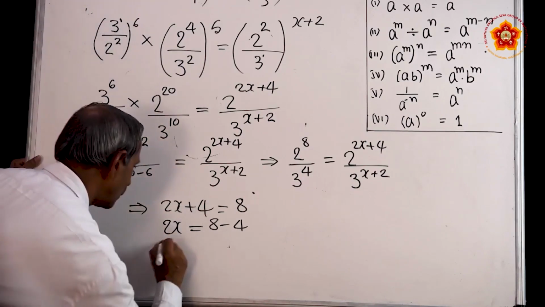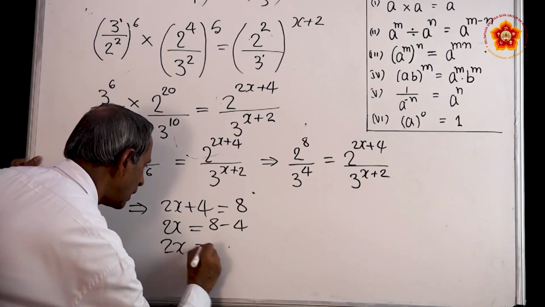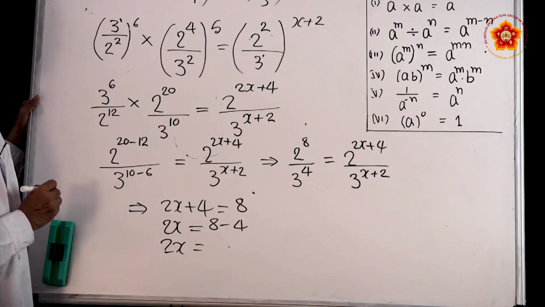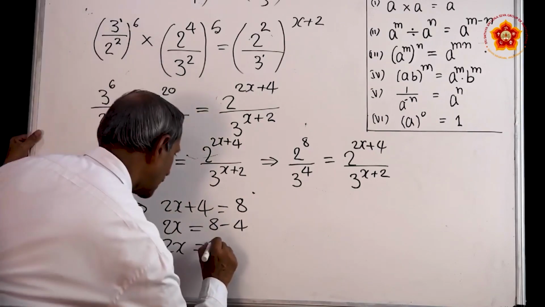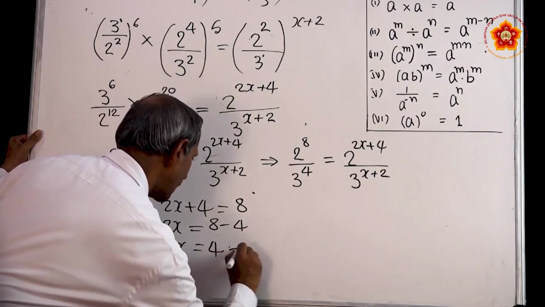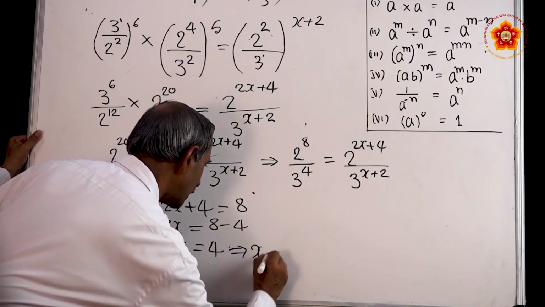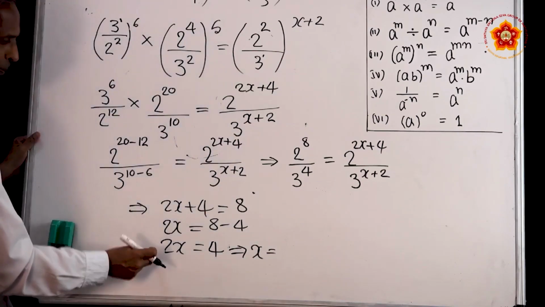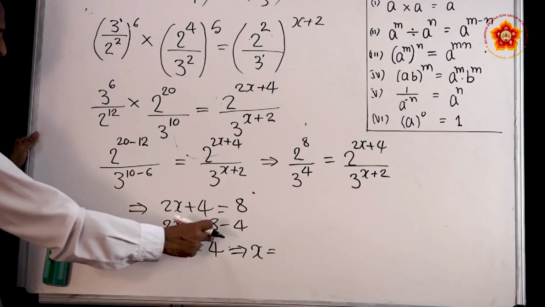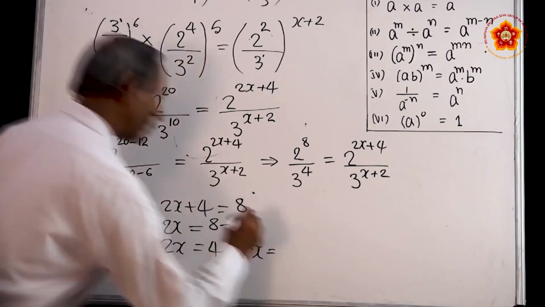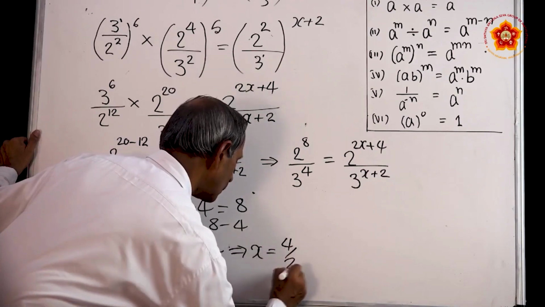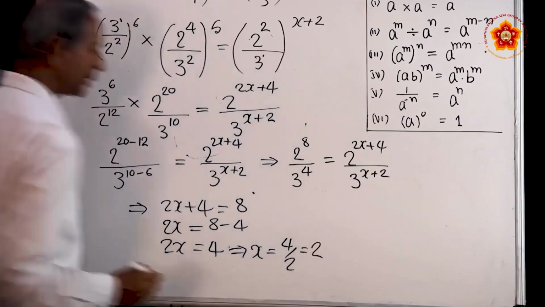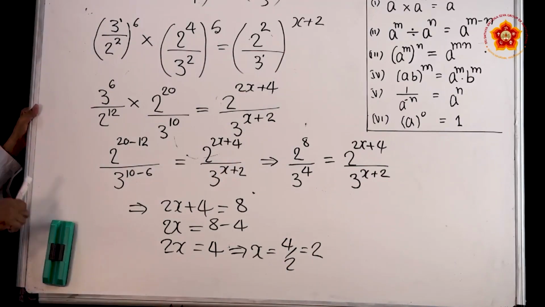Now that implies 2x is equal to 8 minus 4. 4 is how much? Naturally you will get 4 here. That implies x must be equal to 4 divided by 2, which is equal to 2.